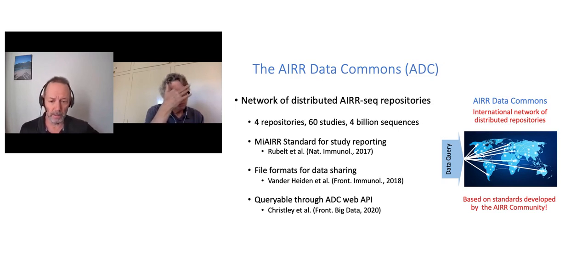The file format standards are all about data sharing. So it makes it possible for, if I get data from one repository and I get it from another repository, I can use them together. And then finally, the ADC, the AIRR Data Commons Web API, is a web-based query API so that you can send all of these queries out to the repositories in the AIRR Data Commons and get results back in a consistent format.